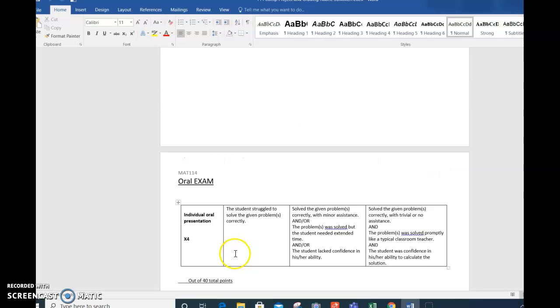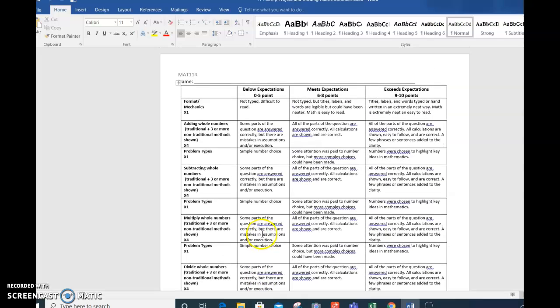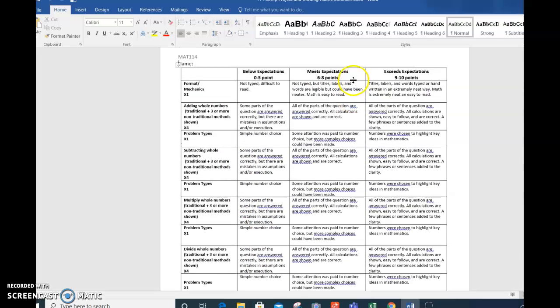All right, and here's the rubric. So this is the rubric I'm using for the handout. Okay, so titles, labels, work typed or handwritten, extremely neat. Again, I know not all of you have access to printers and things like that, and math is kind of hard to type sometimes. So if you just want to go ahead and handwrite it really nice, that's fine.